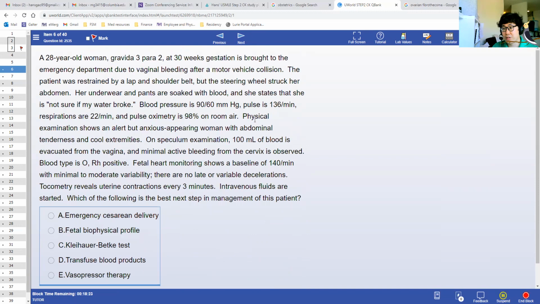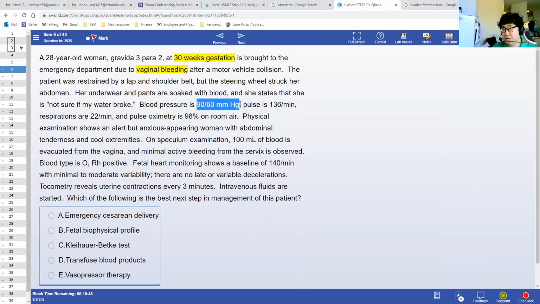Next question. This is a management question in a patient who is pregnant. She's a 28-year-old, 30 weeks gestation. Bleeding after a motor vehicle collision. All right, that's very concerning. Restrained by lap and shoulder belts. Uterine fundus struck her in the abdomen. Pants are soaked with blood. Not sure if her water broke. All right, so yeah, definitely very concerning.